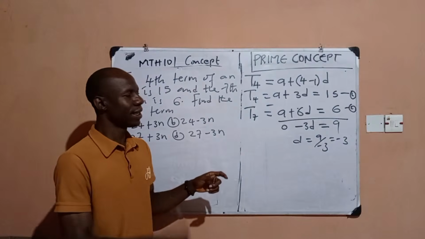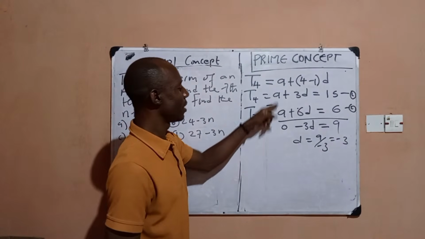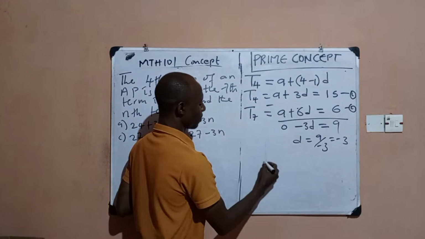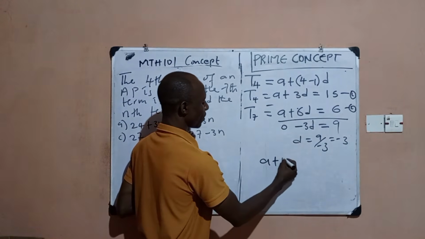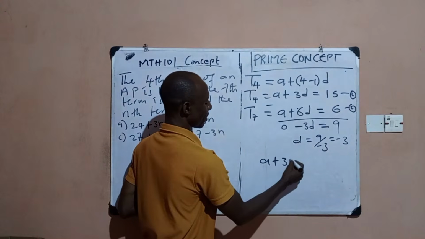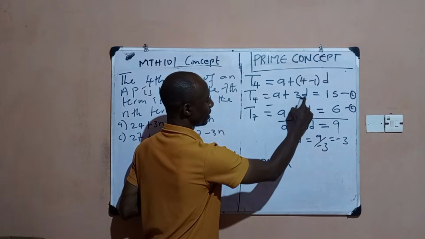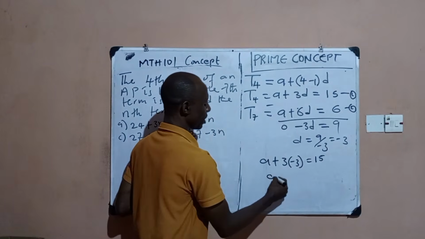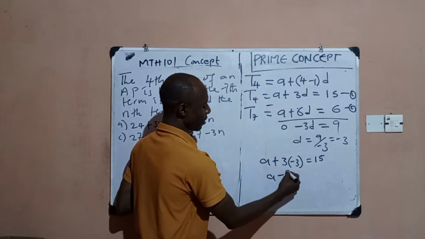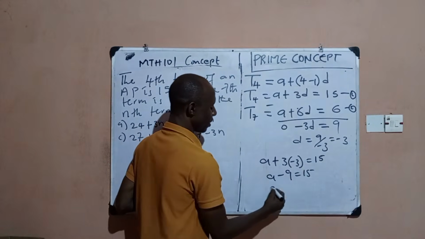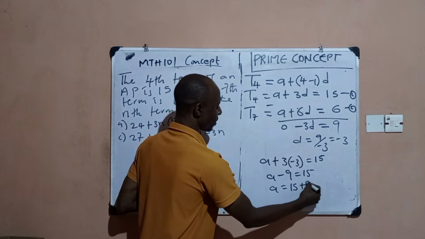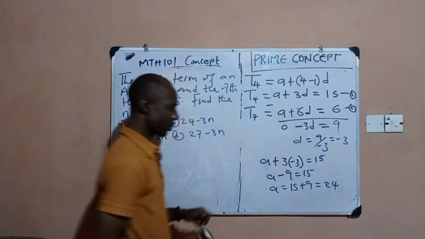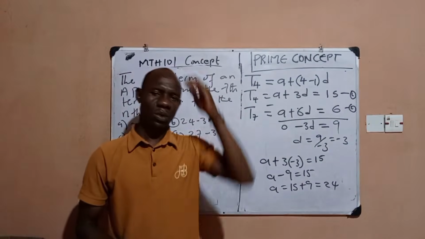So I need to get a now. I'll get a using any of these two equations. So let me start with the first one. Using the first one, I'll say a plus 3d. What is our d? Minus 3 equals 15. So I'll say a, and this time this is minus 9 equals 15. So a is equal to 15 plus 9, which is equal to 24.